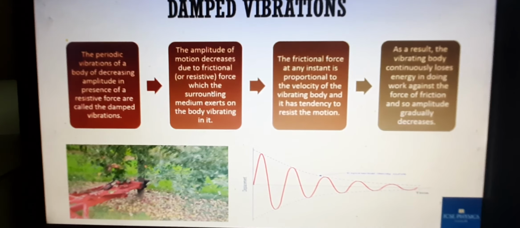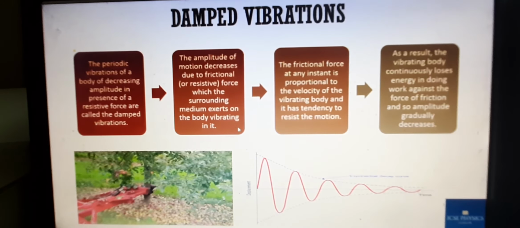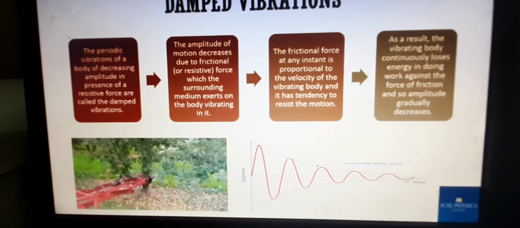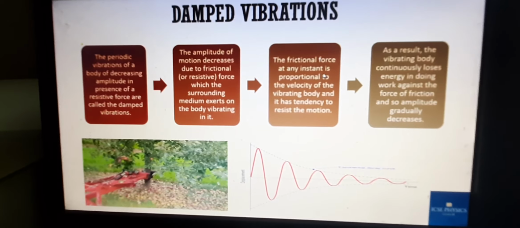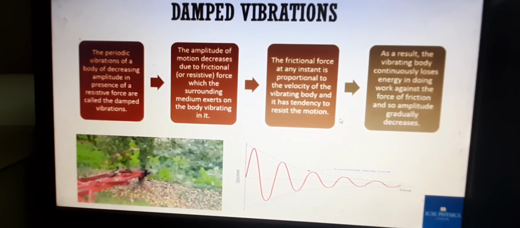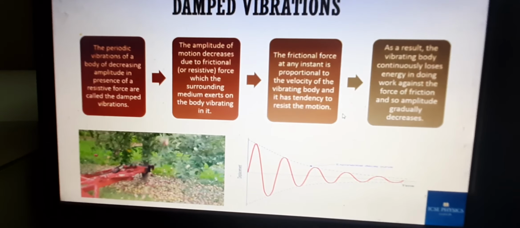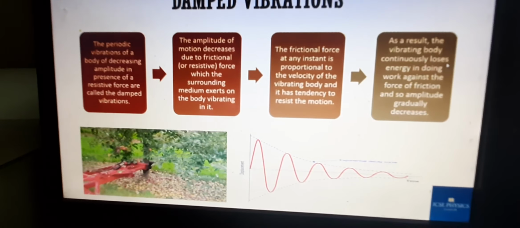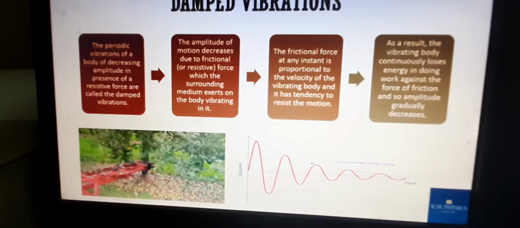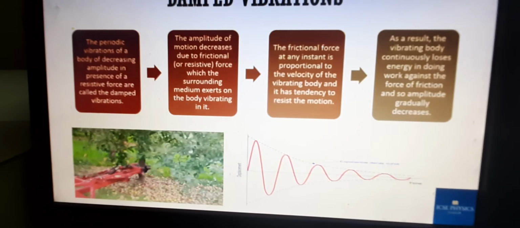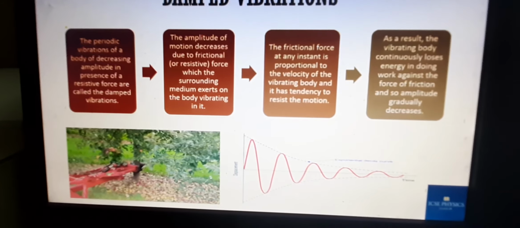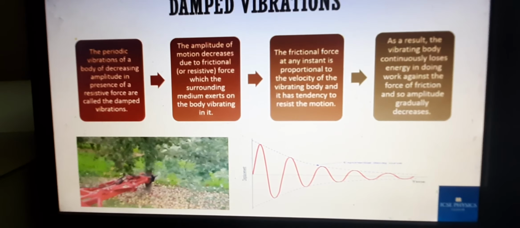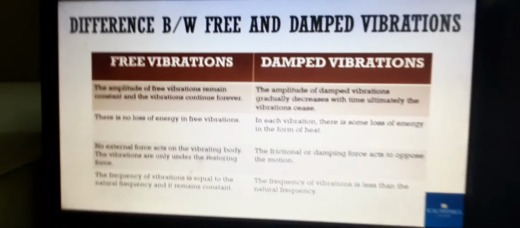Okay, so that is the reason for the damped vibration, because the air is trying to resist it and it is making it of less amplitude. You can see in the diagram also how the amplitude is decreasing. Then the frictional force at any instant is proportional to the velocity of the vibrating body. So the more the frictional force, the more the damping effect. And the body will then move with a lesser velocity. As a result, the vibrating body continuously loses energy. So here there is a great loss of energy. When the body starts vibrating, it might have a large amplitude, but then there is a loss of energy.